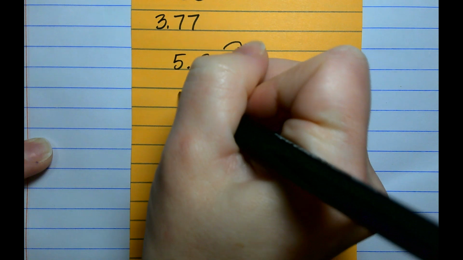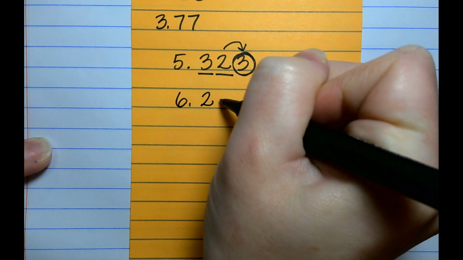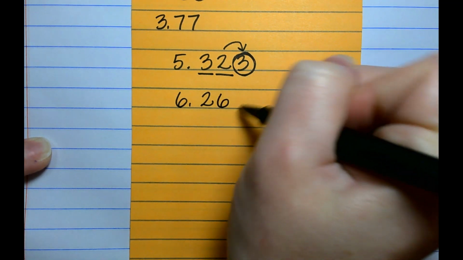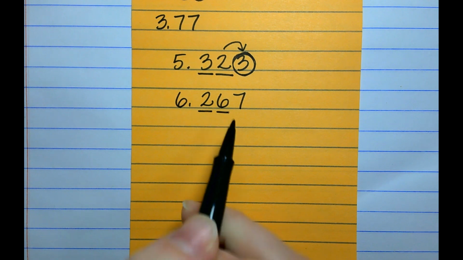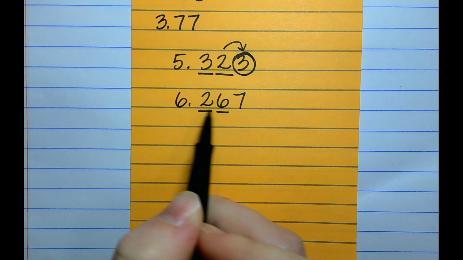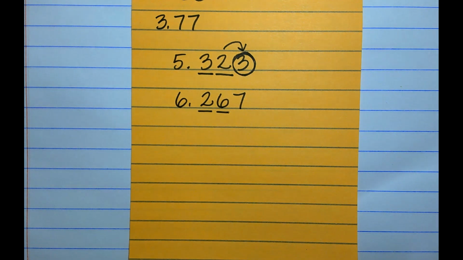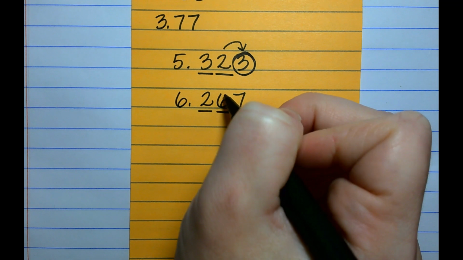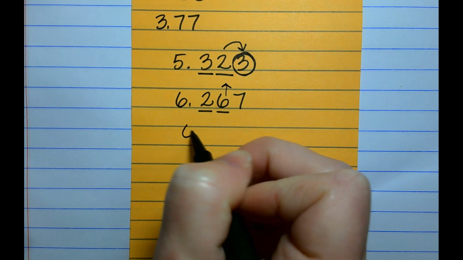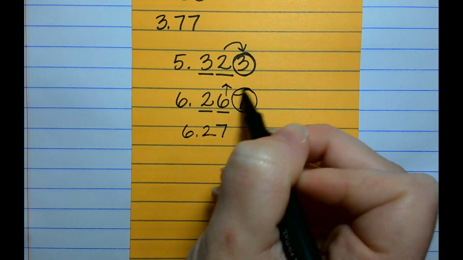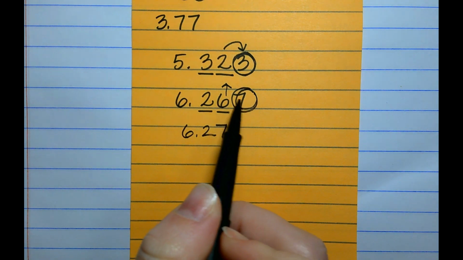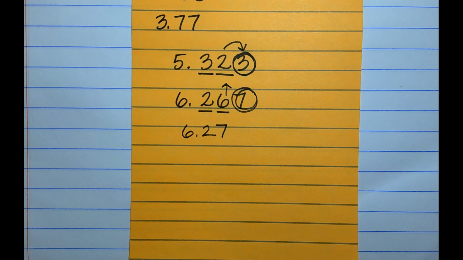So another one: 6.267. If I want to round to 2 decimal places, what would my 2 decimals be here? 6.27. Why did you round up? Because it's greater than 5. Yes, because the number next to the 6 is greater than 5. We have a 7 here, so we round up. Does that help, Lisa?